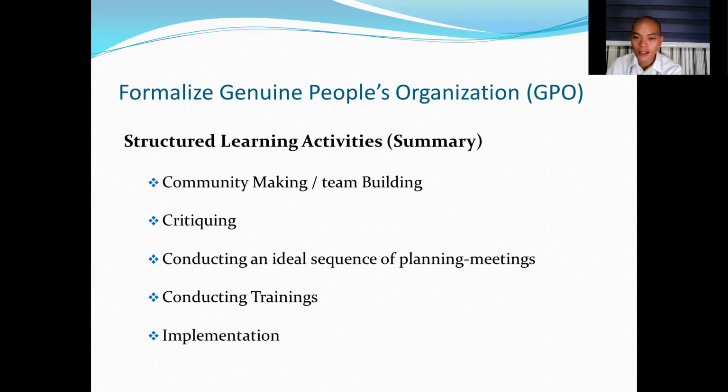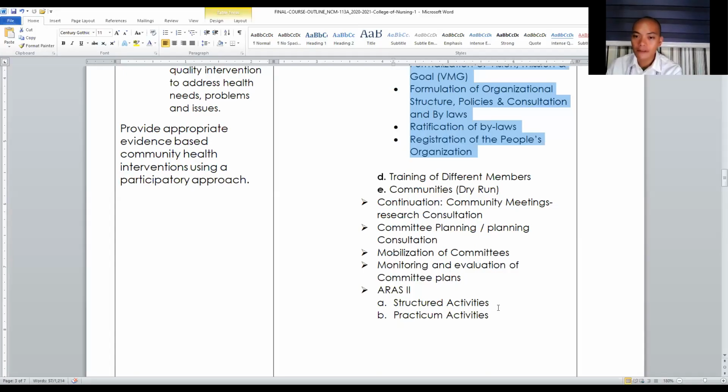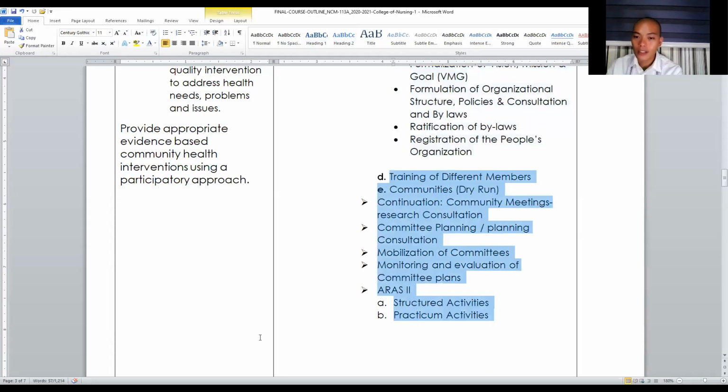Part 3 will include emphasis on training of different members, community dry runs, community meetings, consultation, mobilization, monitoring and evaluation. So we will further elaborate on that. And your ARAS 2. ARAS 1 is what we talked about the other day. There is still ARAS 2. Okay, so thank you.